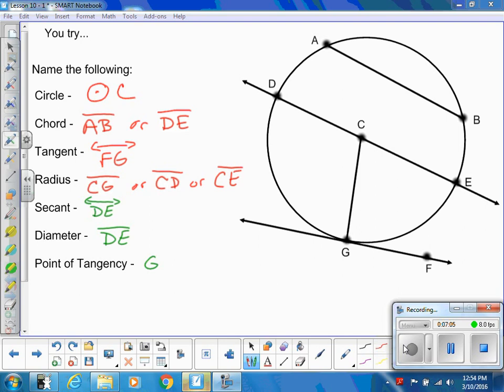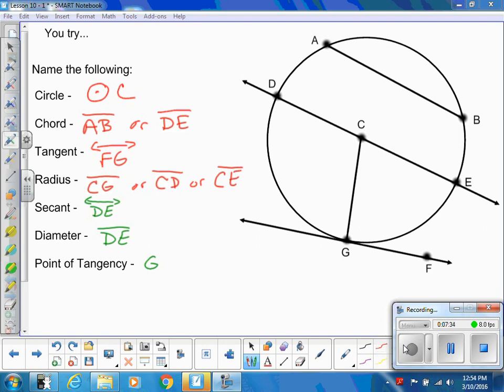The center point is C, so we named the circle, circle C. Chord: you could either have segment AB or segment DE. Even though DE looks like it's a line, it's still technically a segment as well. Line FG is your tangent. For the radius, you could have had segment CE, segment CD, or segment CG.